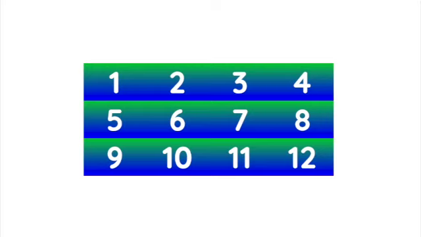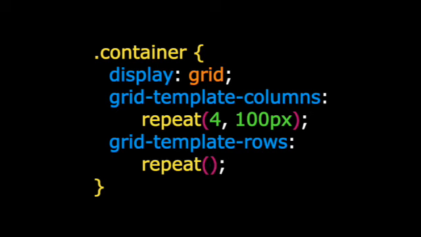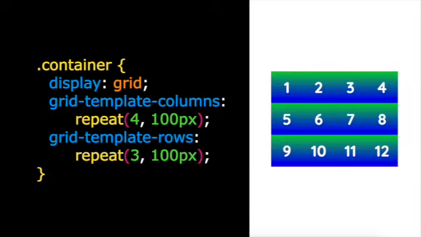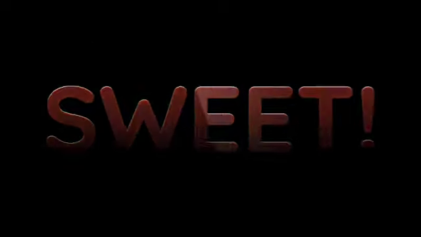Looks exactly the same. Now put in the property grid-template-rows, and let's do a repeat of 3 and 100 pixels. Make a separation between the items with gap and set it at 10 pixels. Sweet! Let's move on to more advanced concepts in the next video.